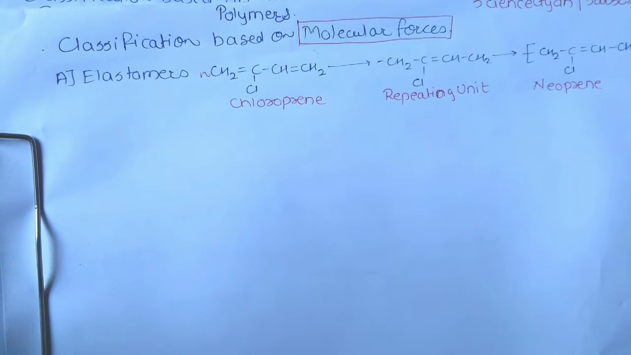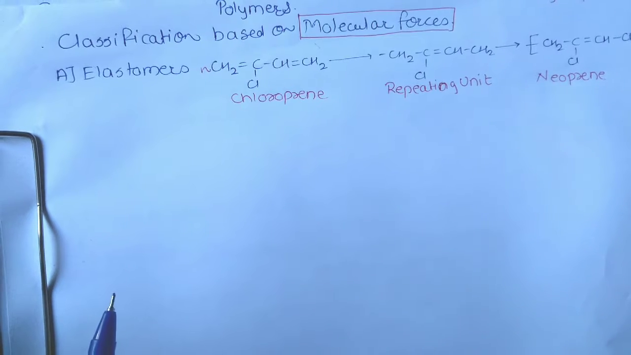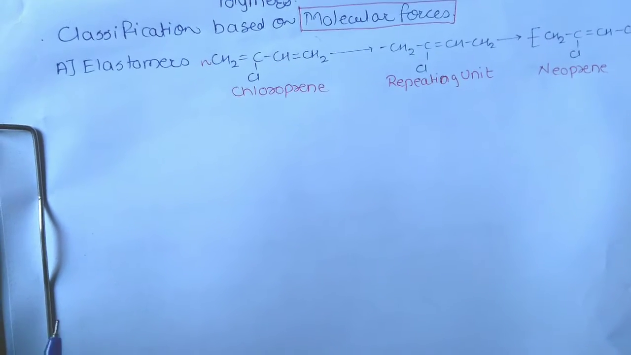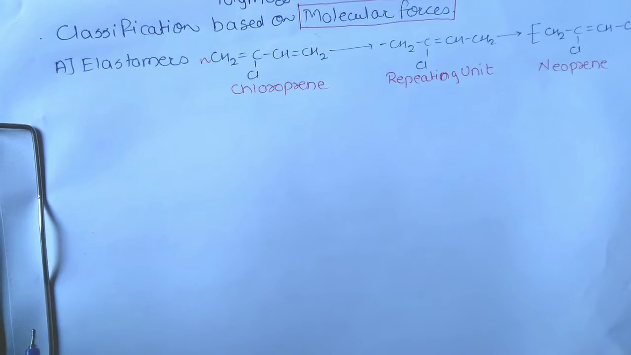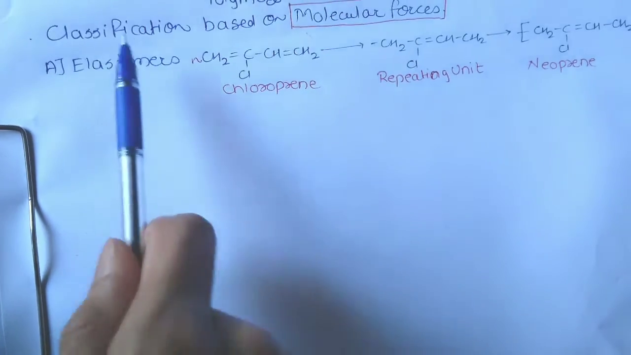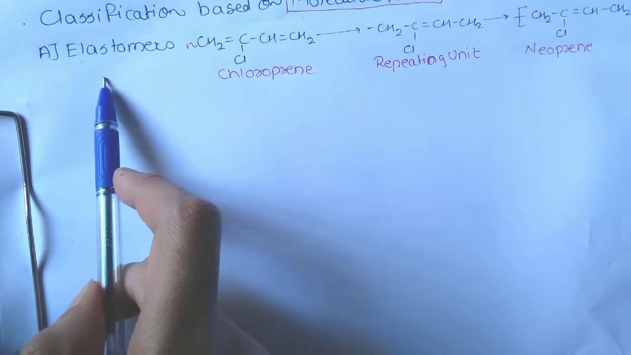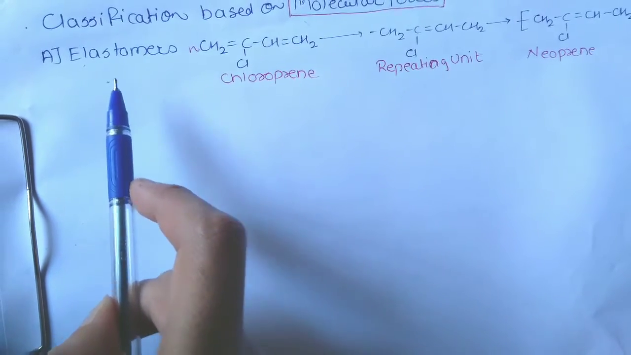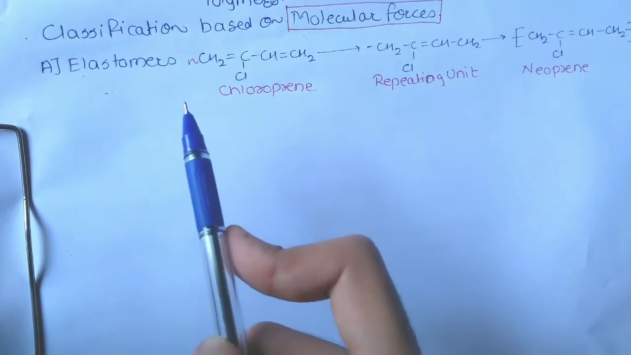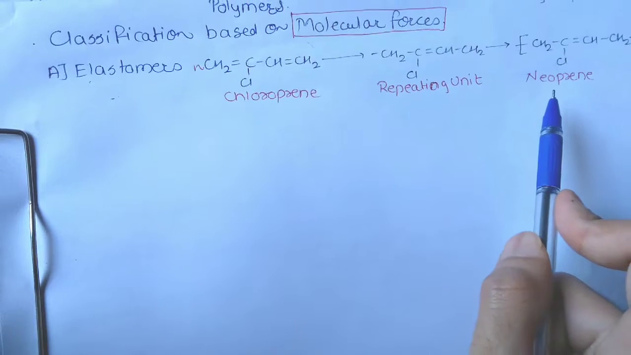Now we will see classification based on molecular forces. The properties of polymer depend on molecular forces. Molecular forces bind polymers either by hydrogen bond or by van der Waals forces. These forces are called intermolecular forces. Polymers are further classified as elastomers. Elastomers are polymers where, when the polymer chain is stressed, due to cross-linking the tearing is prevented. So basically, an example is neoprene.